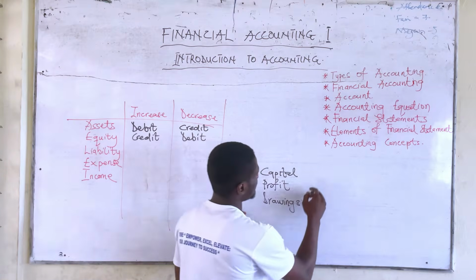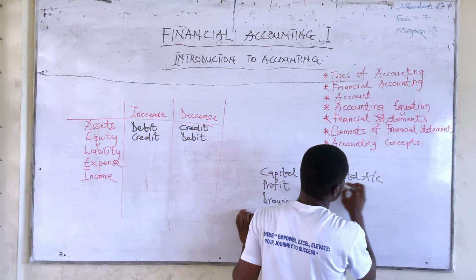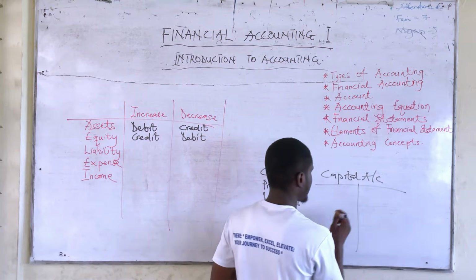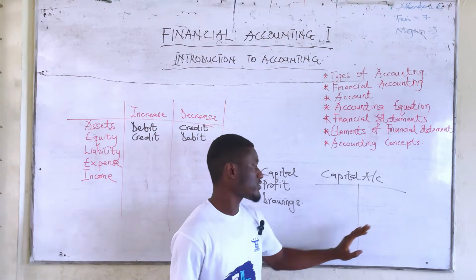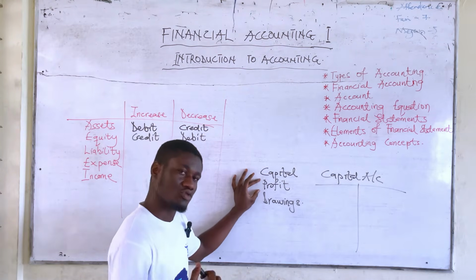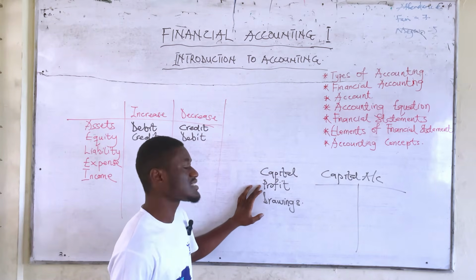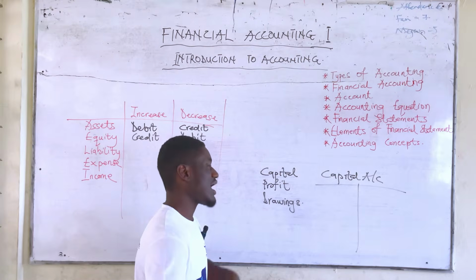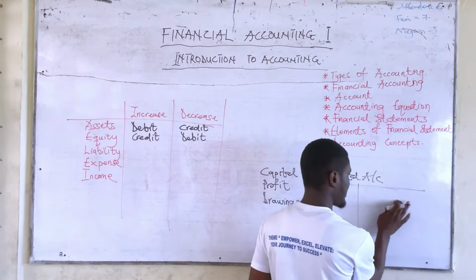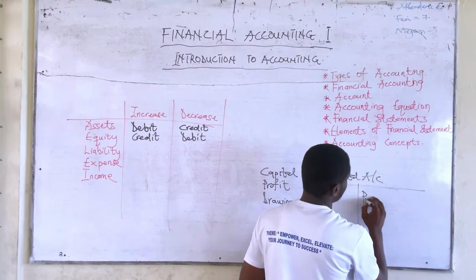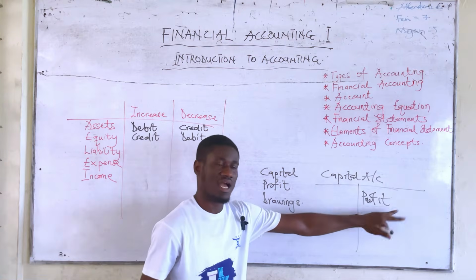So when you have a typical account like this, if there's an increase in capital, you know you are going to credit. And we know that profit is going to add up to our capital because from the money we introduced, we've received a profit. So when the capital is increasing, we have to credit. So typically we are going to see the profit here because it's increasing our capital.